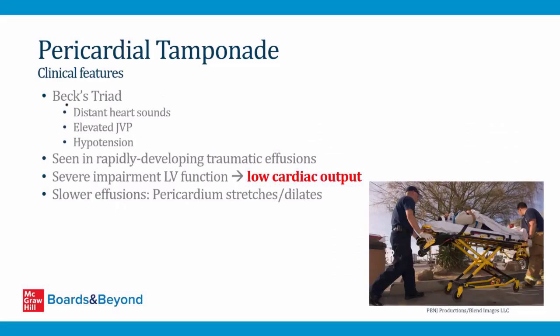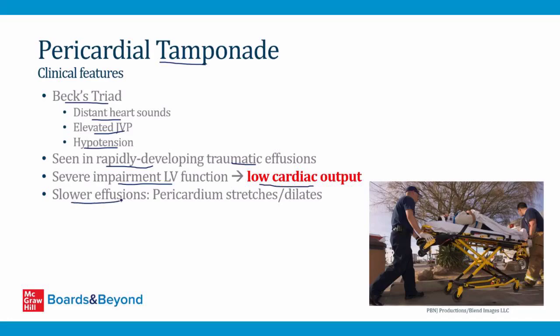You'll read in your textbooks about Beck's triad. Beck's triad refers to distant heart sounds, elevated jugular venous pressure, and hypotension. This is what you can see in pericardial tamponade, and it's usually seen only in rapidly developing traumatic effusions. So these patients have the sudden accumulation of fluid in the pericardial space. This severely impairs LV function because the pericardium doesn't have time to stretch and accommodate the fluid, and that leads to tamponade and low cardiac output.